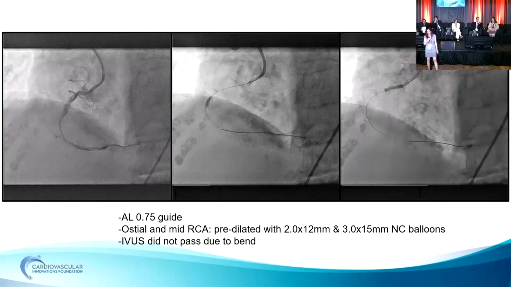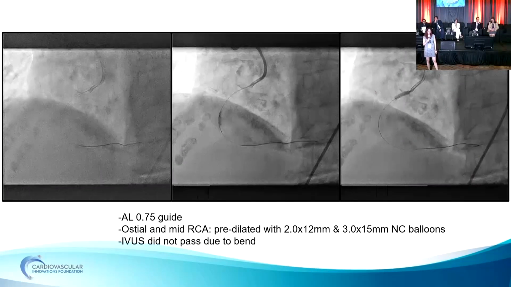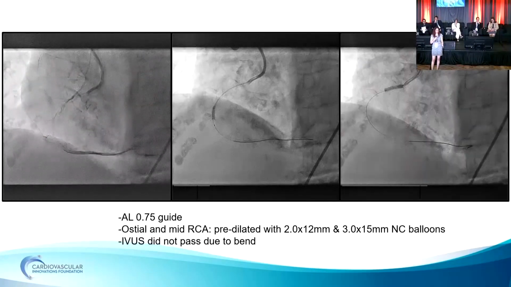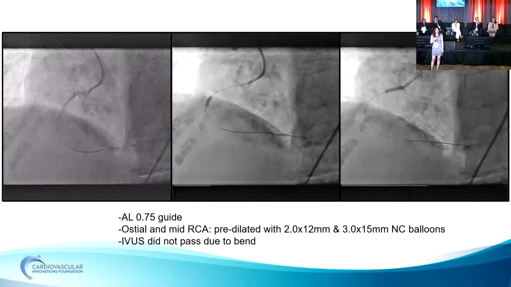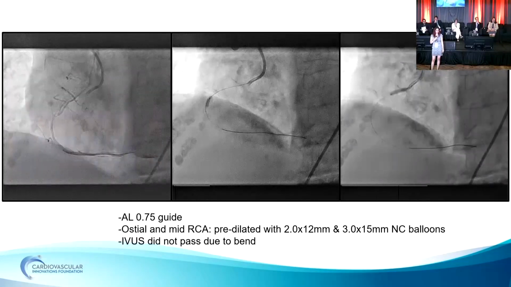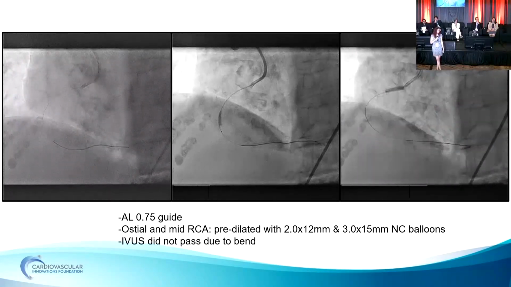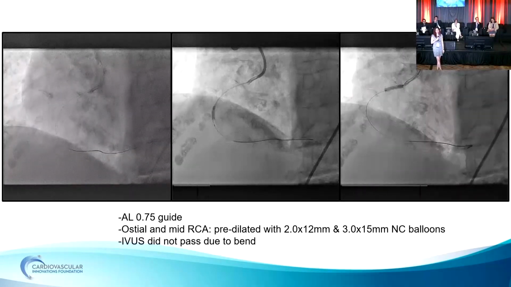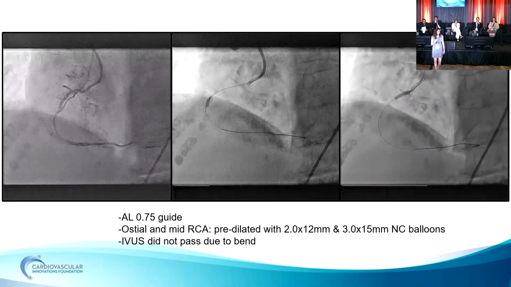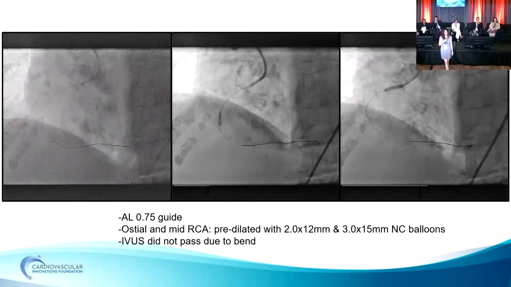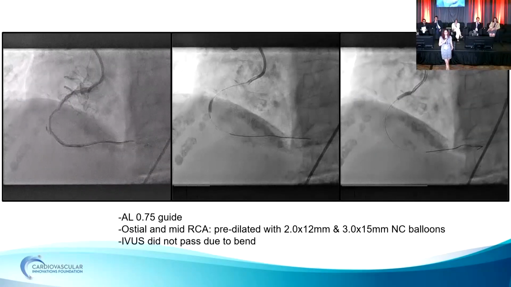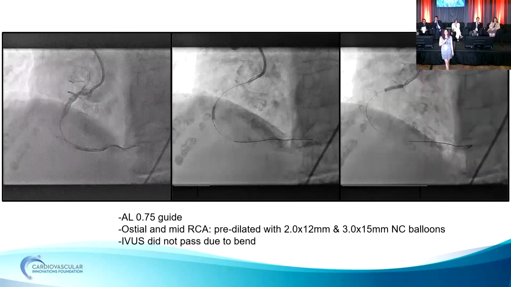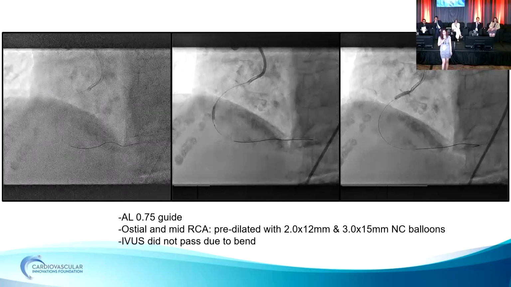The guide wasn't sitting right to begin with. The JR wouldn't engage well, so we went with an AL guide. Then the lesion, we pre-dilated with a non-compliant balloon, sequentially with a 2.0 and 3.0 by 15. But IVUS wouldn't pass. I think it was because of the tortuosity. We tried both IVUS, the Boston as well as the Vulcan. Vulcan is a little bit stiffer, but both wouldn't pass.